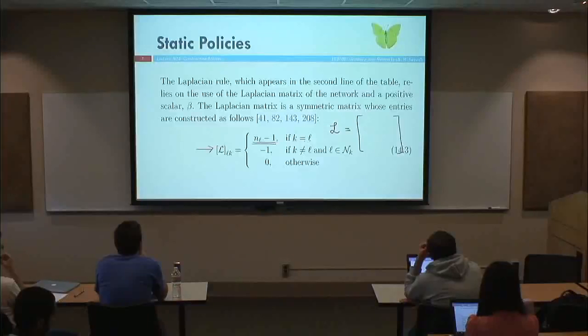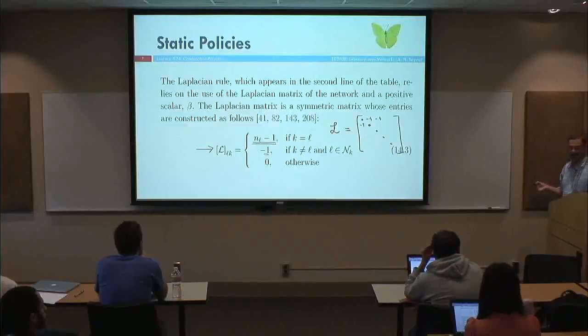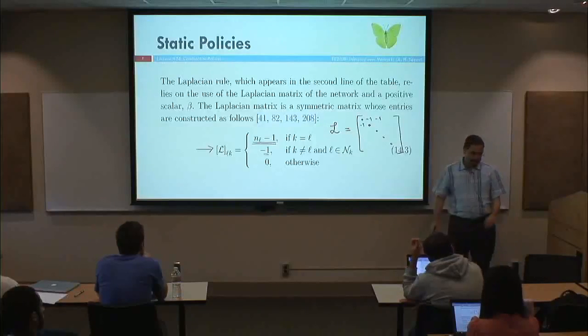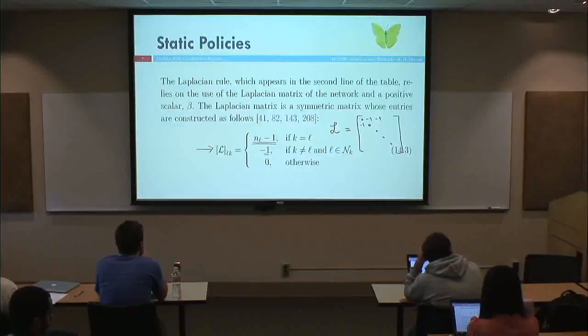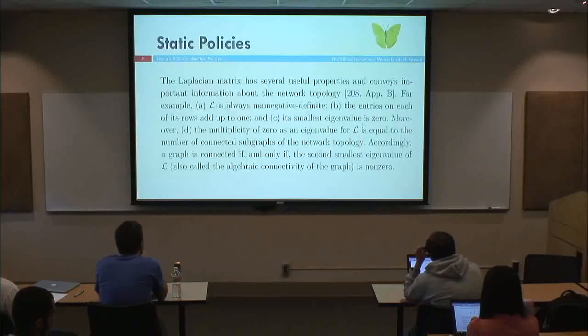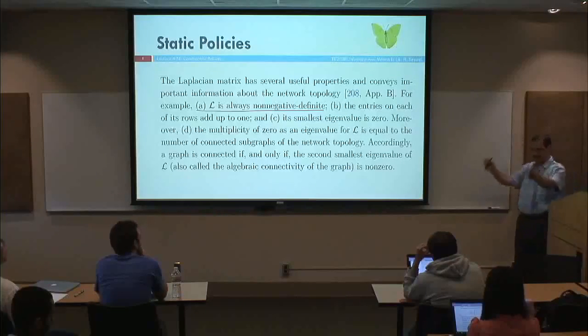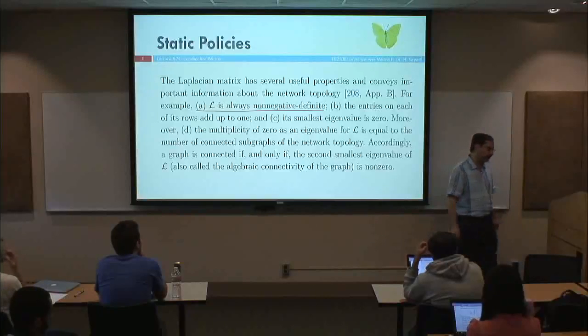If K is equal to L, on these diagonal elements you are going to have the degree of that agent minus 1. In the off-diagonal elements, you are going to have minus 1 if the agents happen to be neighbors. That's how you build the Laplacian matrix. If you remember, the Laplacian matrix has several useful properties which we showed. For example, it's always a non-negative definite matrix. If you go back, there is a lecture where we covered the properties of the Laplacian matrix in some detail.